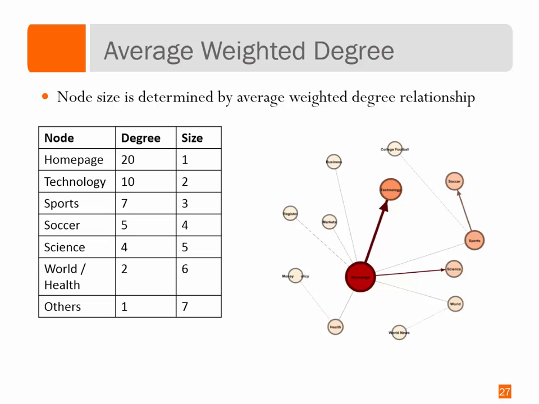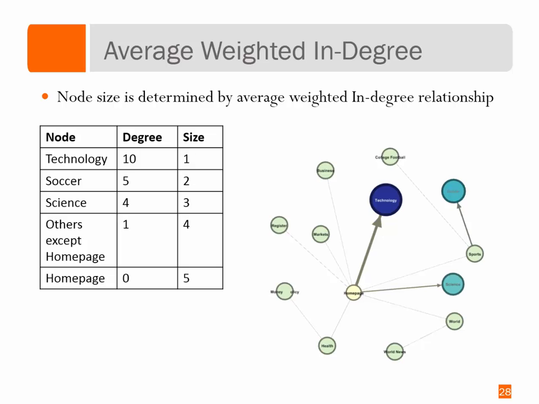With science, that's a degree weighting of 4, and that gets size 5. Then world and health have 2 each, so it gets a size of 6, and all the others have 1 relationship to be provided size 7. So that's applying our average weighted degree.